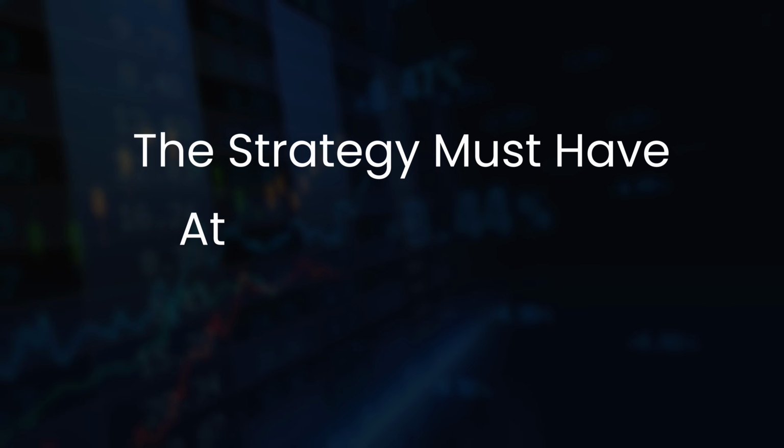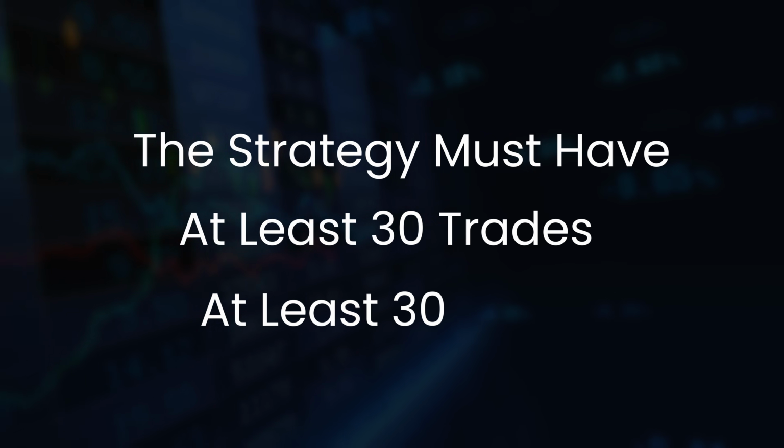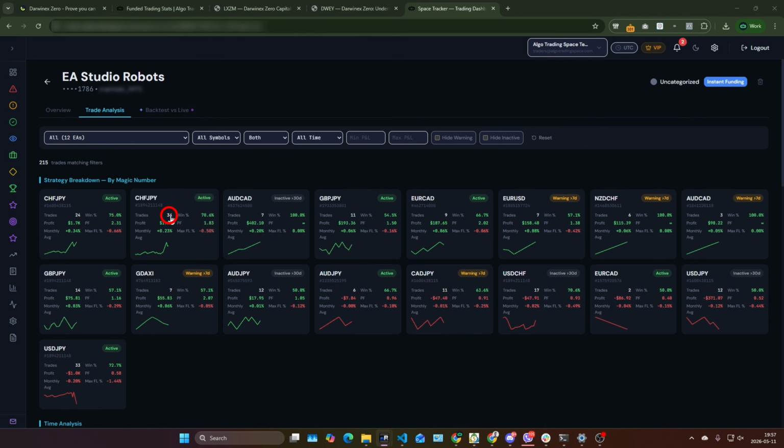And what is my rule? I'm looking for the strategies to have at least 30 trades before I evaluate the performance. 30 trades and minimum of 30 days. Usually with those EA Studio strategies, it takes longer than 30 days to reach the 30 trades, so the count of trades is enough to qualify the strategies for me.